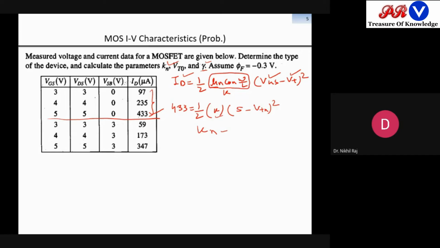Can you recall any expression where you have seen this notation? So this notation was shown in the Vt expression, that was your Vt0 plus gamma times square root of 2 phi f plus Vsb minus square root of 2 phi f. Okay, so we have to calculate this one.